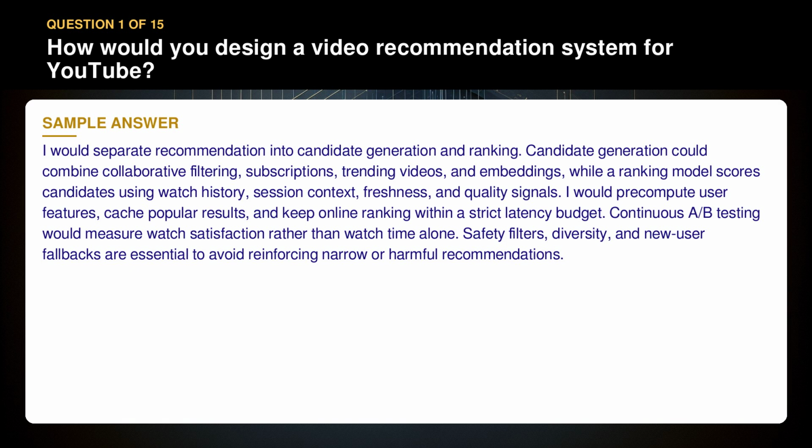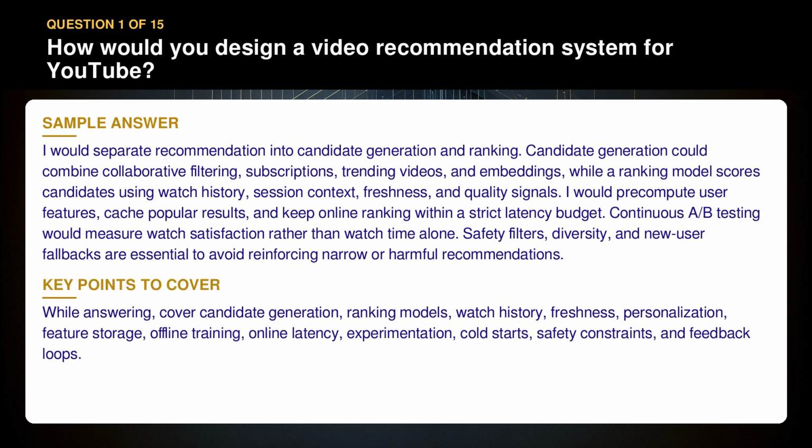I would pre-compute user features, cache popular results, and keep online ranking within a strict latency budget. Continuous A/B testing would measure watch satisfaction rather than watch time alone. Safety filters, diversity, and new user fallbacks are essential to avoid reinforcing narrow or harmful recommendations. While answering, cover candidate generation, ranking models, watch history, freshness, personalization, feature storage, offline training, online latency, experimentation, cold starts, safety constraints, and feedback loops.